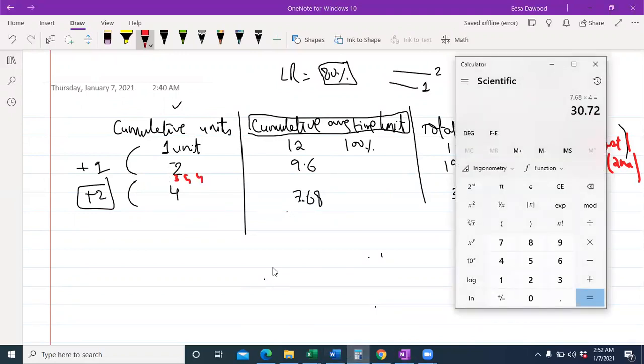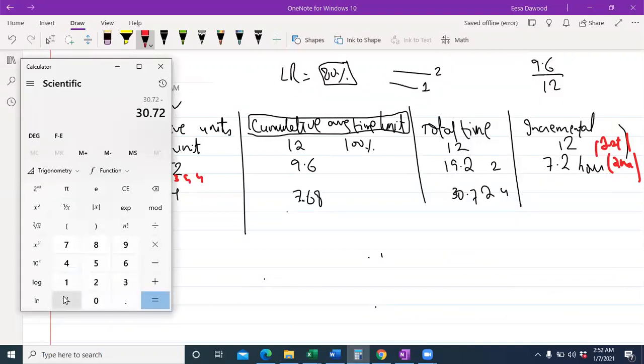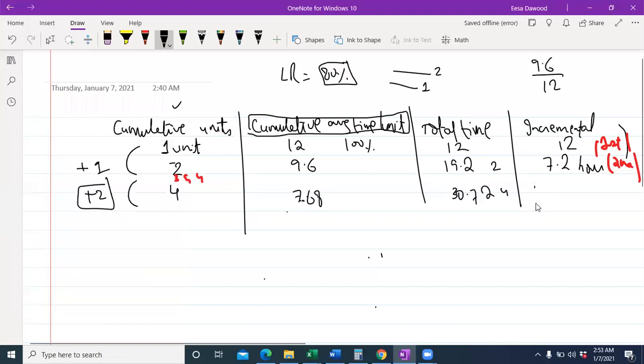So how will I get that? 30.72 minus 19.2. This is the time taken. 11.52 is the time taken for the third and fourth unit combined. It doesn't really tell you what the incremental time on the third unit and the fourth unit is. This is the time for the third and fourth unit combined. And this is what approach? This is the double approach.